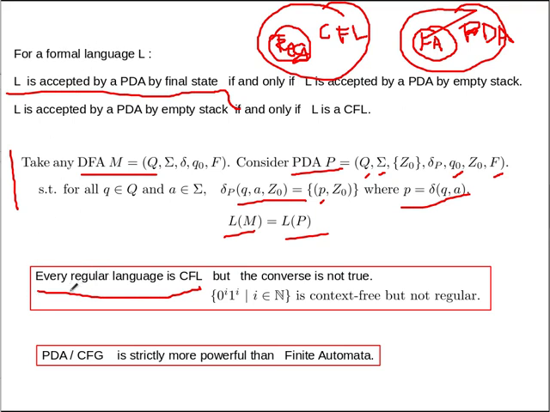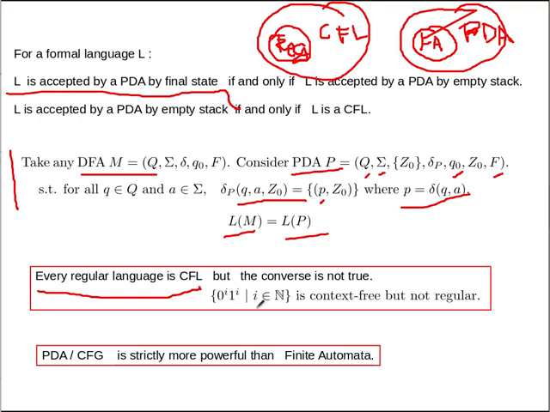But the converse is not true, right? Because we know that this is a context-free language, right? You can easily write a grammar for this. We have used this example many times for describing CFLs, right? So this is a CFL. But if you remember what we did in the pumping lemma for regular languages, this was a prime example there where we showed that this language is not a regular language. So we used the pumping lemma to prove that this language is not regular.